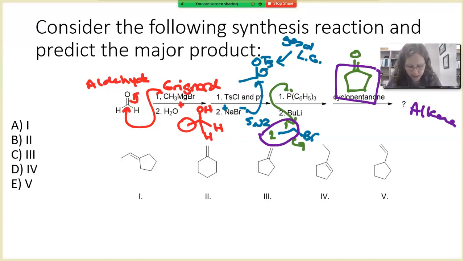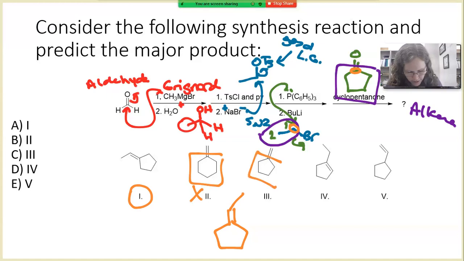As we discussed, the 2 carbons that are getting added together are forming a new bond: the carbonyl carbon of the cyclopentanone, and then the alpha carbon of the ethyl bromide. So the product in that instance is going to be this molecule. Okay, and that corresponds to molecule number 1. Molecule number 2 has too big of a ring. Okay, so that can't be right. Molecule 3 has the right ring size, but the wrong alkyl group added on.